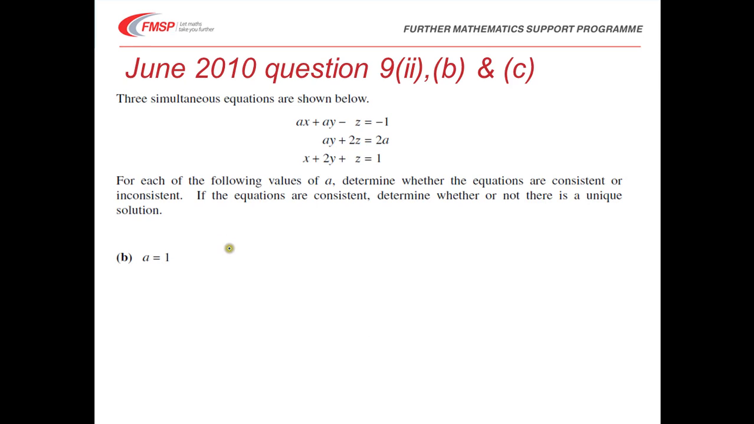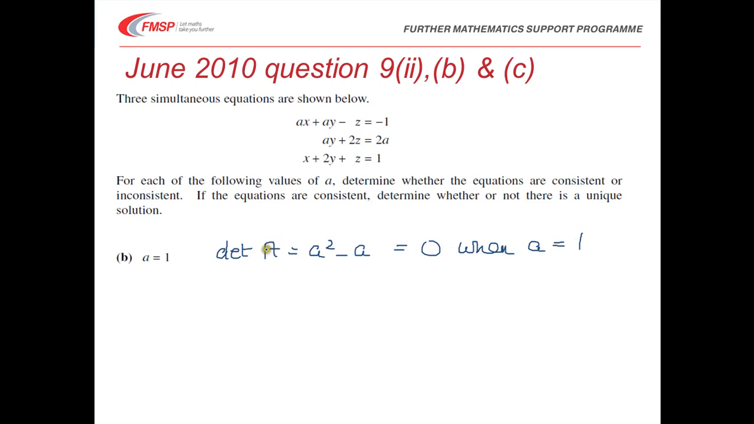Now when A equals 1, the determinant, remember again, was A squared minus A. And again, that will be equal to 0 when A equals 1. So again, we cannot use matrix methods because there is not going to be a unique solution.